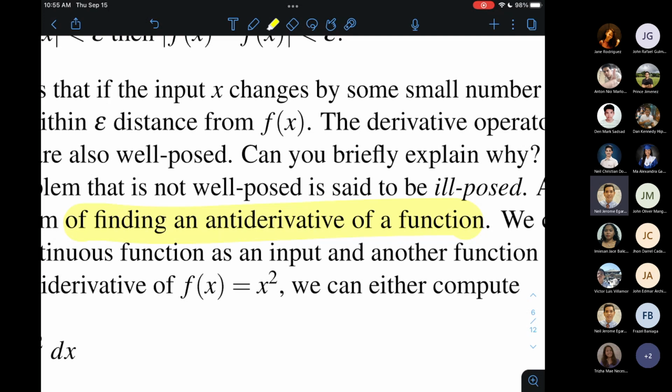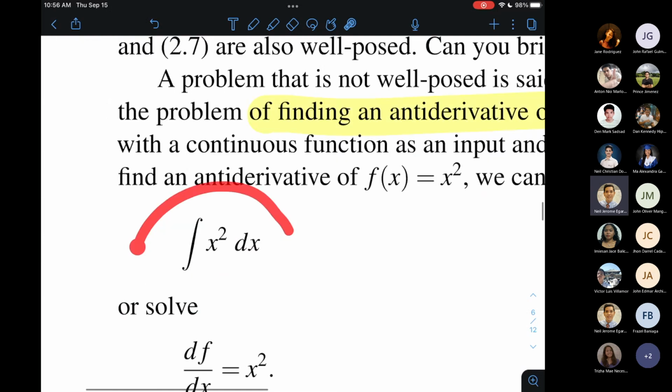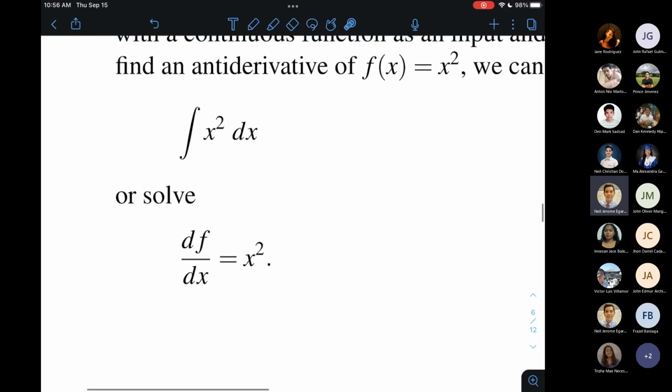So pag nagkukuha kasi tayo ng antiderivative of function, say we are considering the inverse problem of finding the function to be differentiated to get x squared, there are two options for the solution, right? So one solution is to find the indefinite integral of x squared dx. Kung Math 36 yung pinanggagalingan nyo. Pero kung tapos na kayo mag-Math 151, tapos shout out sa mga nag-151 dyan this semester, right?